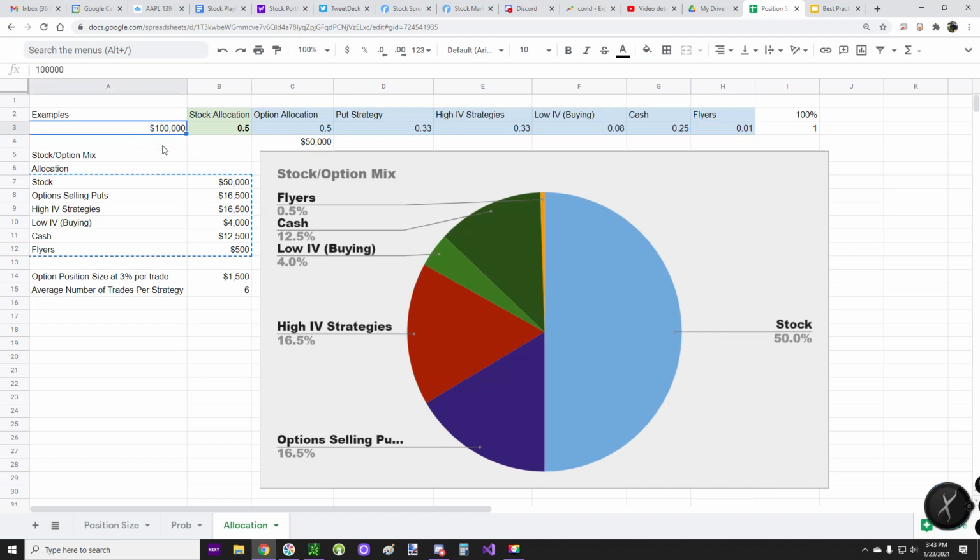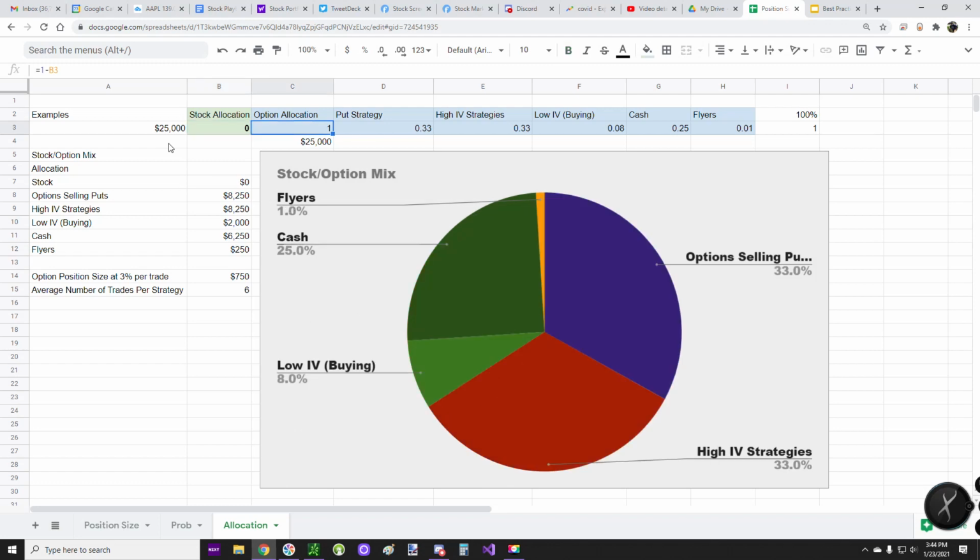Let's say you have a $25,000 portfolio. So I can type in $25,000. And let's say that I'm a little bit more aggressive in options because it's a lower size portfolio, and I want to get into the options market, and you have a separate stock option account. Let's say that my stock allocation in this case is going to be 0. So we're going to focus purely on an option allocation strategy, and that's easy to do by putting in 0 here. So now my option allocation is 100%.